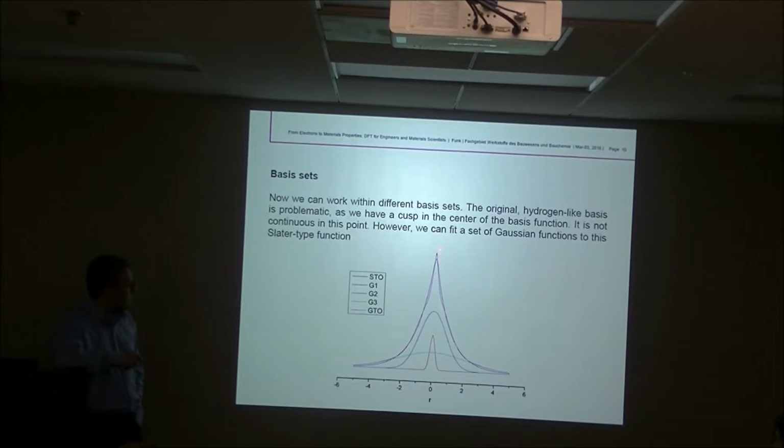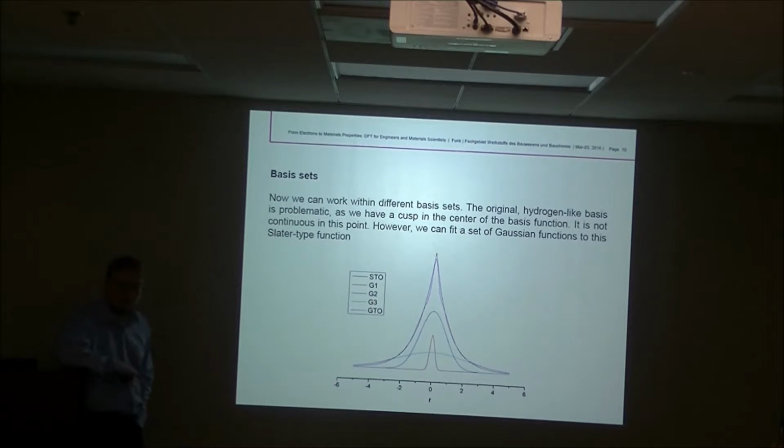But the problem is, already in this simple example, 3 Gaussians make up for one Slater type function. So, back to the 30 electrons from the lithiums. Now each electron comes with 3 basis functions. Each Gaussian is a basis function. So now we have 90 electrons. So we're not dealing with a 30 times 30 matrix, but with a 90 times 90.